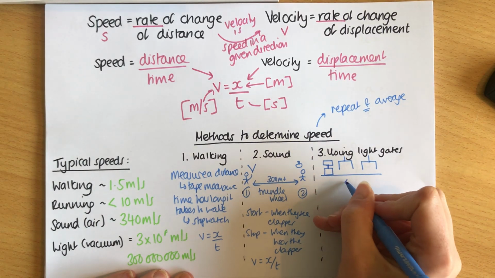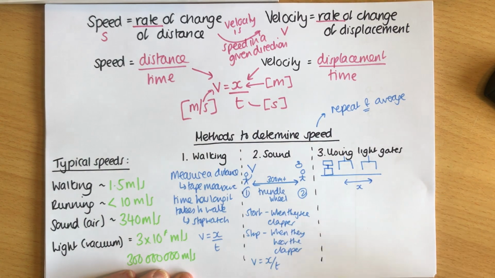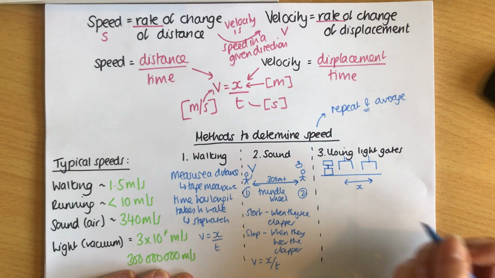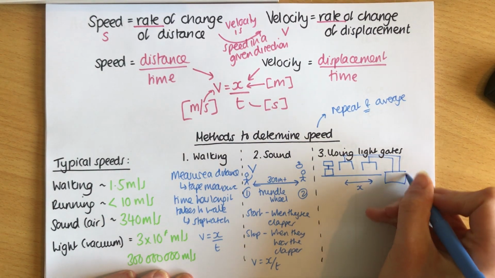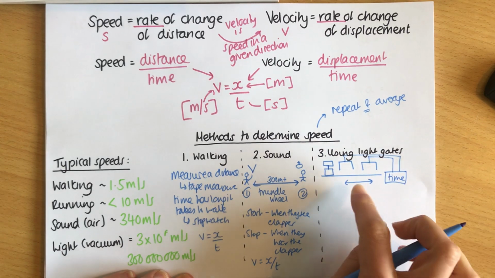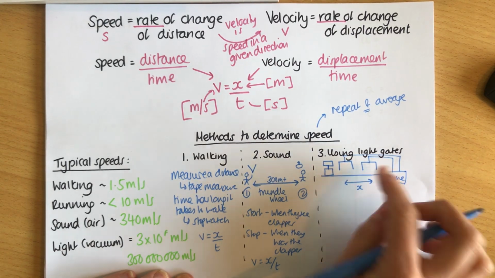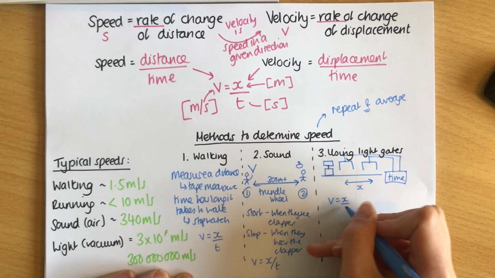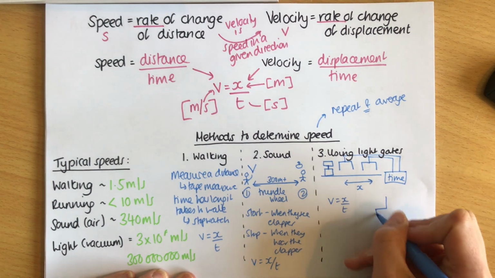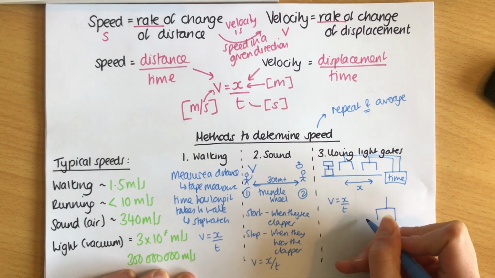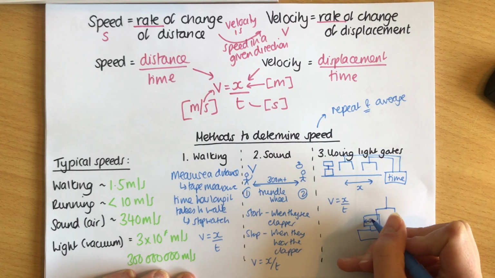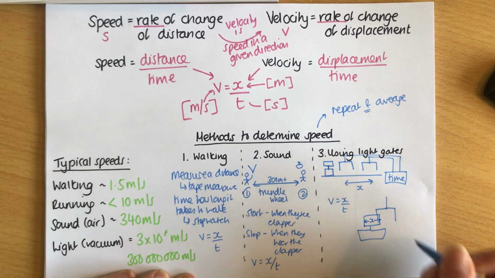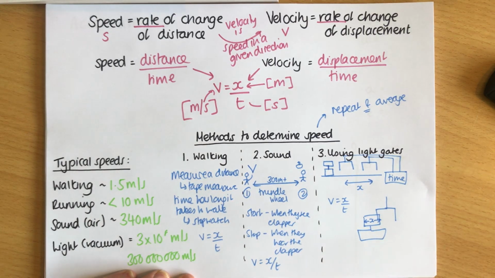We can either measure the distance between these 2 light gates, and then the light gates, which are connected to a computer or a sensor, will time the time it takes for the card to get between here and here, and then we do v equals x over t. Or you might have 1 light gate, my terrible drawing of a light gate, sorry, and the card going through, and you measure the distance of the card, and the light gate will then time how long it took for the card to get through, and it can work out the speed.